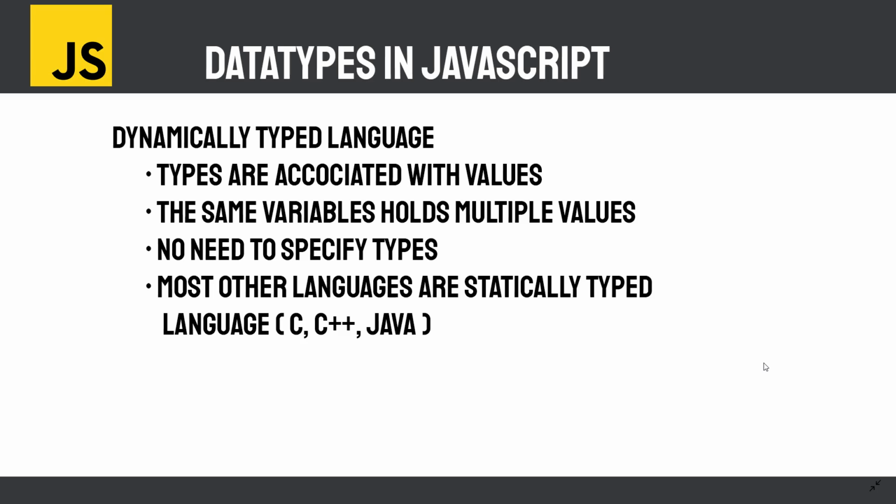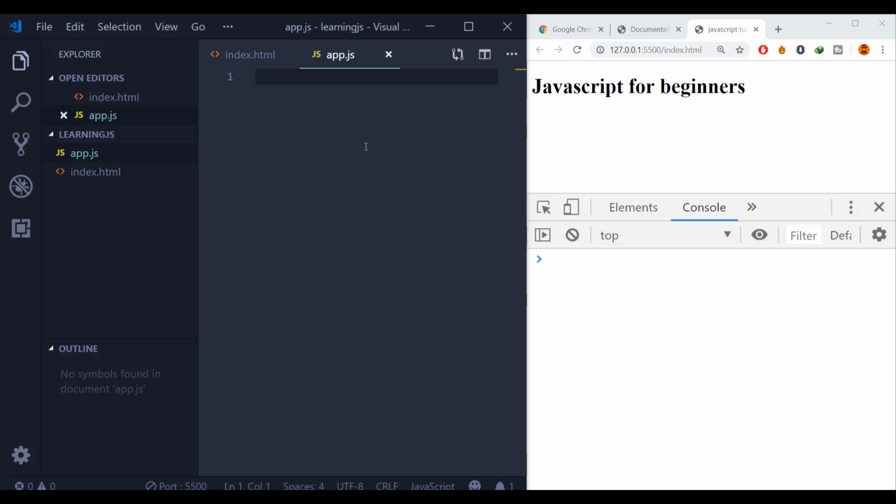First of all, JavaScript is a dynamically typed language. Dynamically typed language means there is no need to define the type of the variable. Types are associated with the value. There is no need to specify types. JavaScript is a dynamically typed language, whereas C, C++, Java are statically typed languages. Let me tell you about data types, giving you an example.